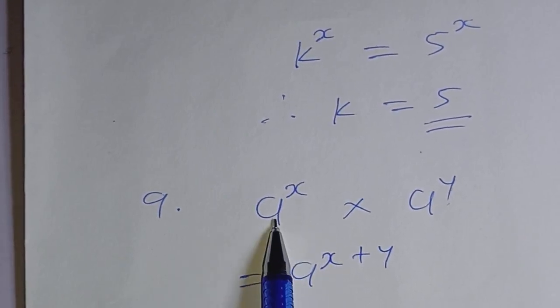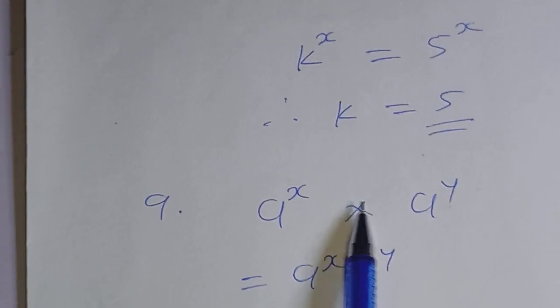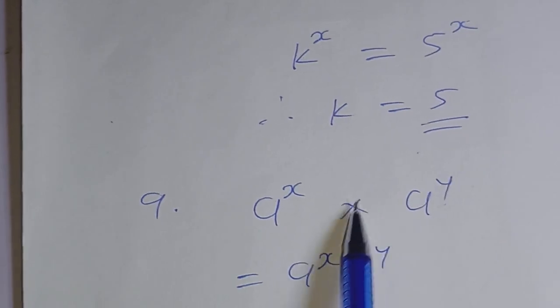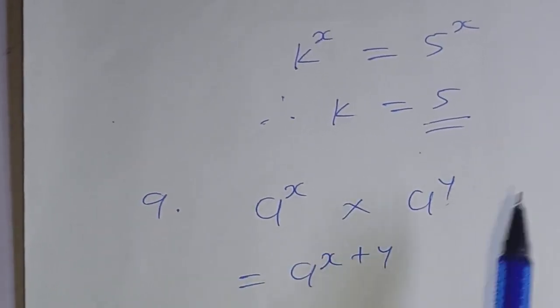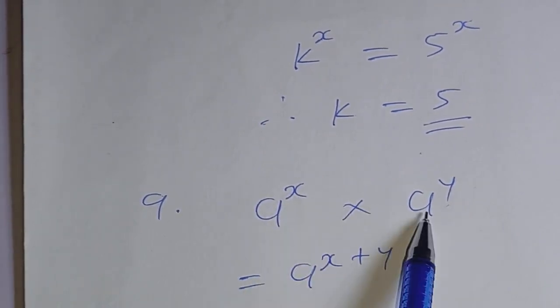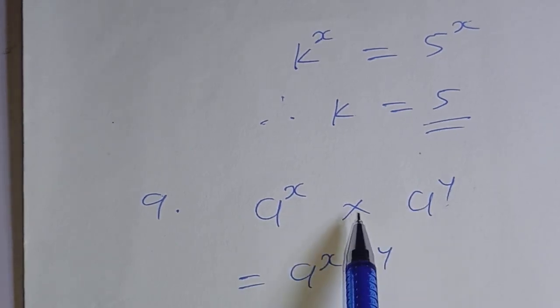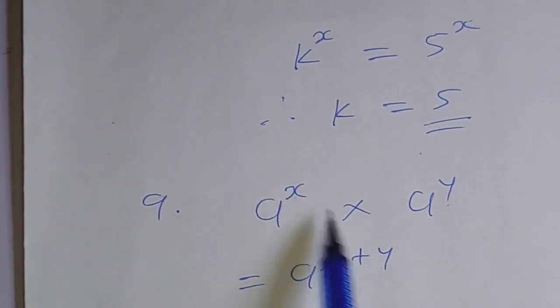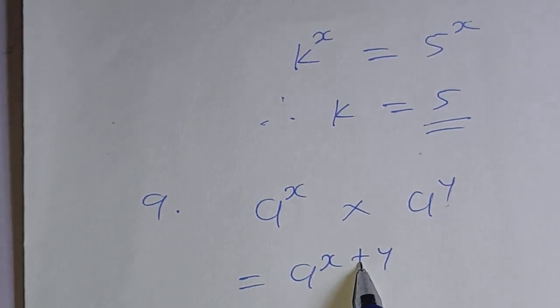What does that mean? You have the same bases multiplying each other. The operator here is the multiplication sign, and the bases are the same. Then you just take one of the bases and sum up the indices, that is, sum up the powers. So since you have a raised to the power x multiplying a raised to the power y, they are the same base multiplying each other. So we just take one of them, a, raised to the power x plus y, since the multiplication sign means plus in the powers. So you have the same bases multiplying each other, then you just take one of the bases and sum up the powers, the indices.